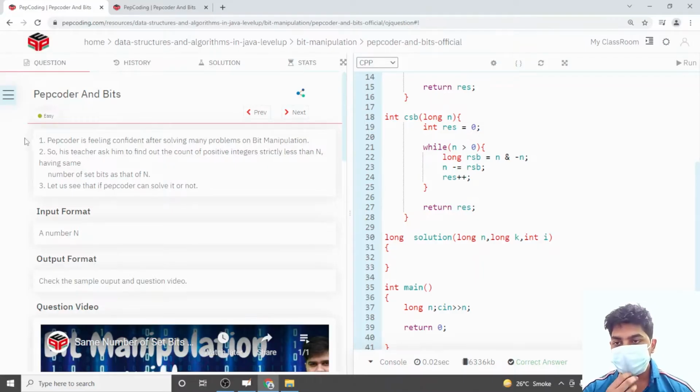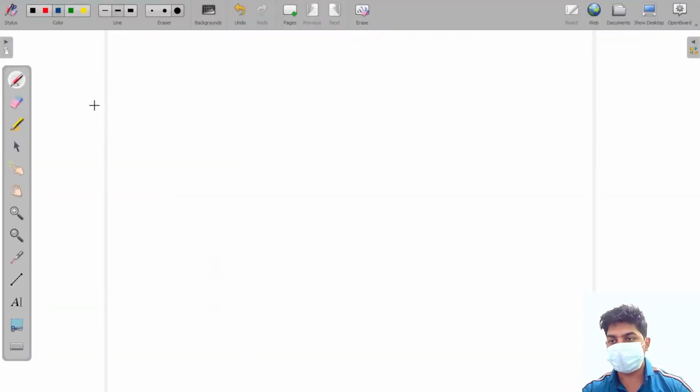Hi guys, so in this video we'll be solving this problem, Pepcoder and Bits. So let's first understand what the problem says. The problem says that we will be given a number n. What we have to do, in the range 1 to n minus 1, is tell all the numbers which are smaller than n and which have the same set bit count as that of n.